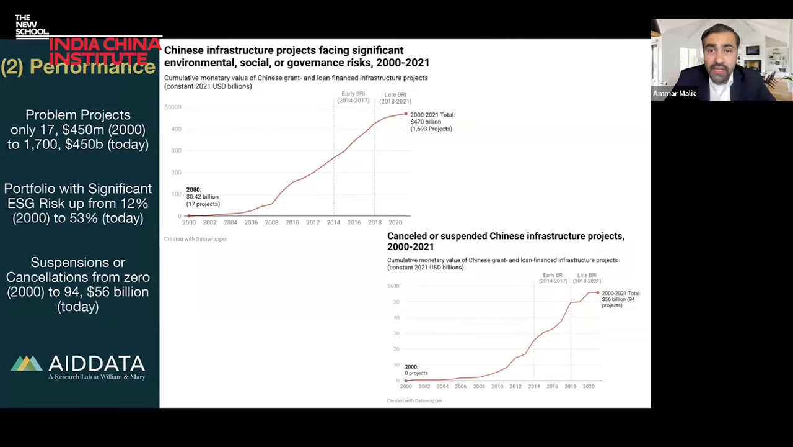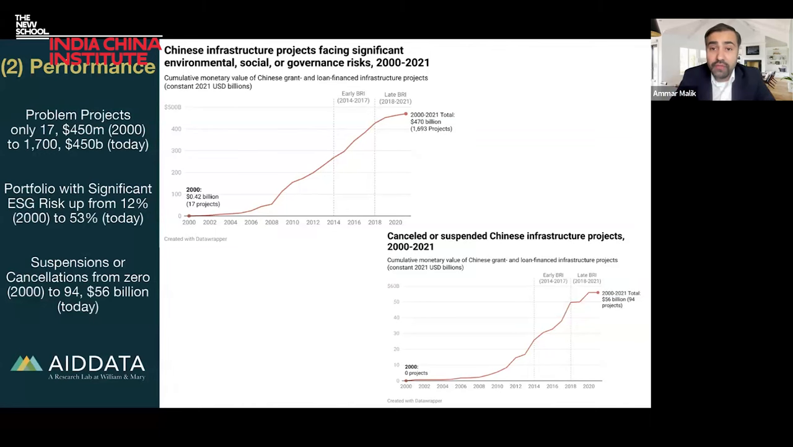So 20 years ago, there were only 17 projects, according to our data set, worth $450 million that had environmental, social, or governance problems attached to them. What I mean by that is air quality deteriorations or environmental catastrophes or disasters of some sort related to degradation, protests, corruption scandals, things like that. If you fast forward to today, they are looking at a portfolio of 1,700 projects which have one or more of these problems, worth $450 billion with a B. This means that the proportion of Chinese development finance that has a significant ESG risk has gone from 12% to over 53%.